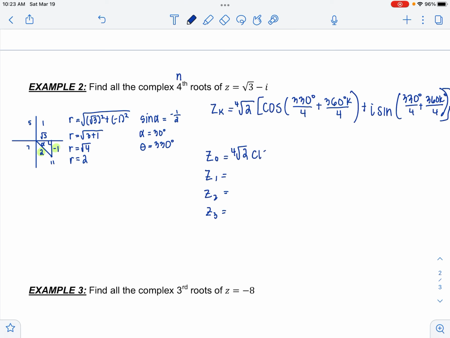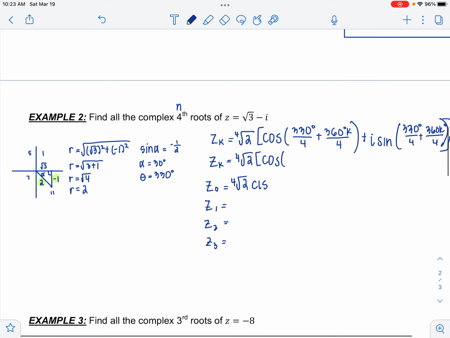So I have 4th root of 2 cis. If I plug in 0, 4k. Now, I didn't simplify my fractions yet. I'm going to go through and simplify my fractions first so that it makes it easier on me. So I have 4th root of 2, cosine of, all right, so 330 divided by 4.